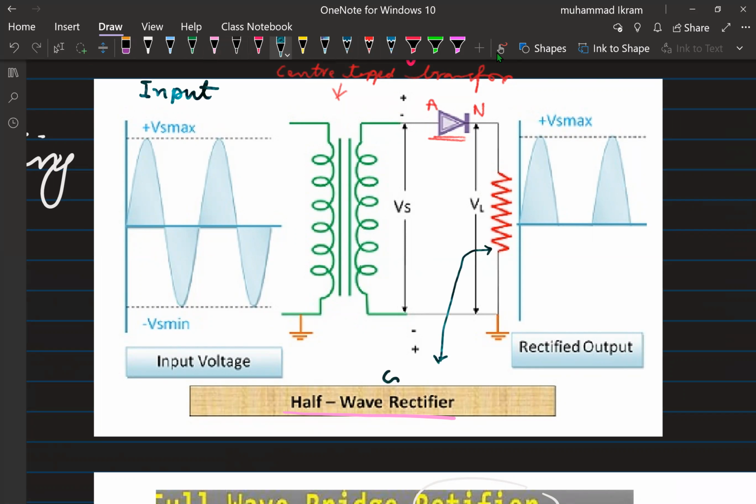It controls the current, allowing a steady current to pass through. Here we have the output, as you see. This is our output. Now let us see the input, we have the input AC signal, and we have here the rectified AC signal.